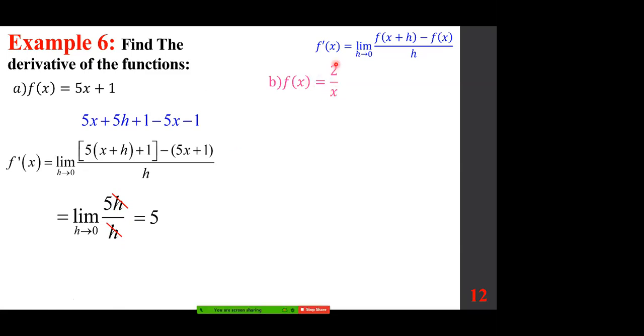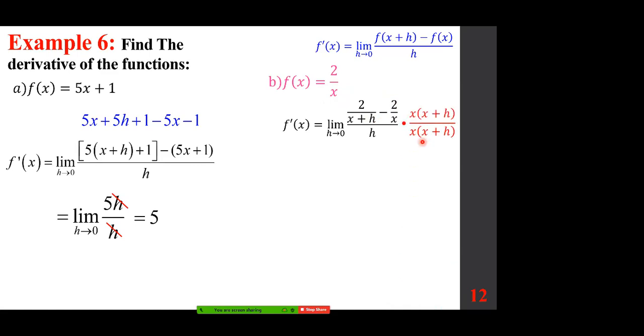F prime of x is a limit of h approaching 0. F of x plus h, that means 2 over x plus h, minus 2 over x, all over h. As long as we can write this, I can't imagine having difficulty finishing that. Now, the next step is to simplify this. I hope you realize if you plug in, you do get to 0 over 0. So what is the technique? LCD. We are going to multiply by x times x plus h, everything, the top and the bottom.